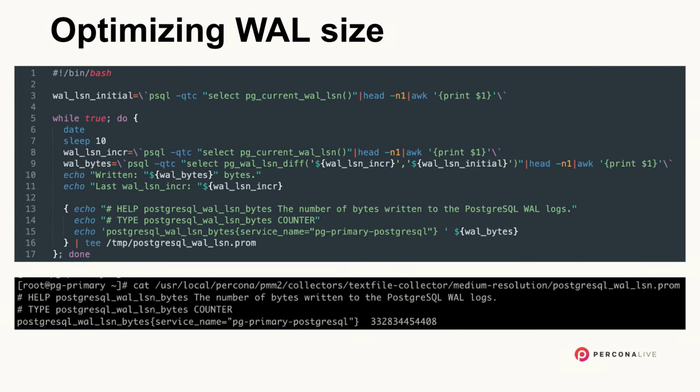So what do we do with that? Simply write a file that has the metric name, which is going to be PostgreSQL WAL LSN bytes. And here comes the tricky part.